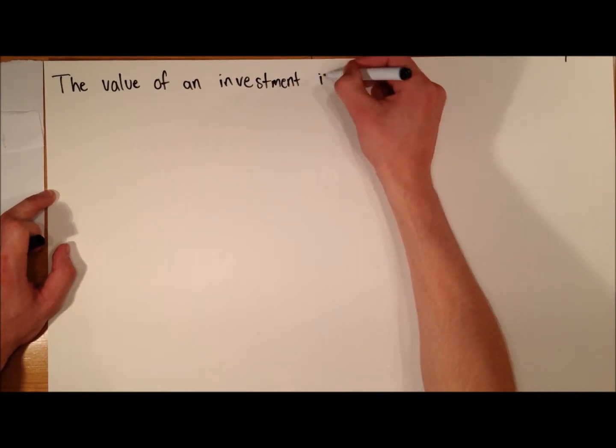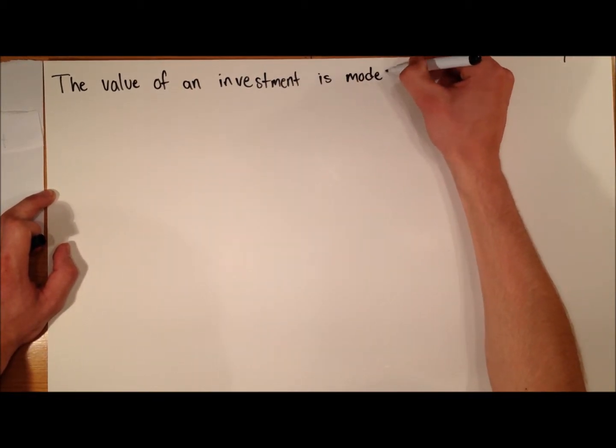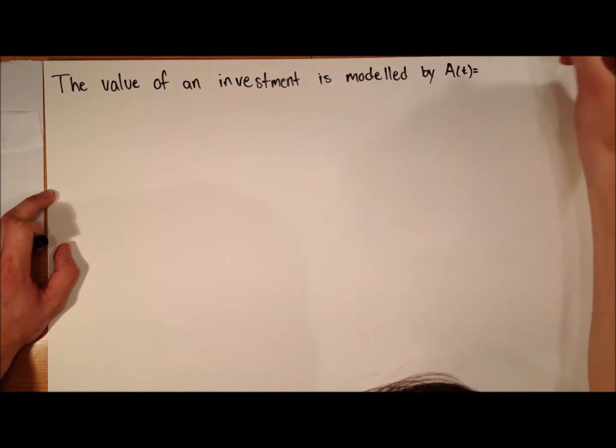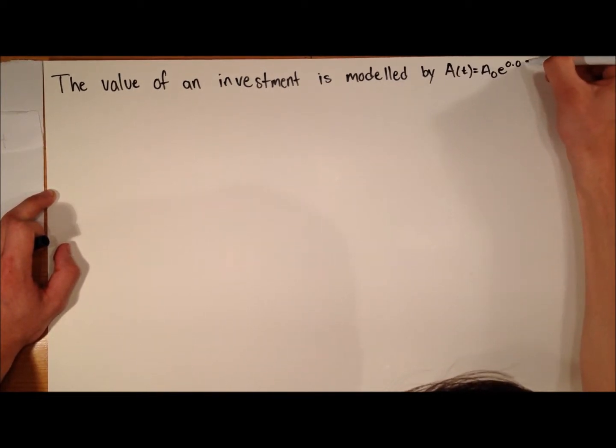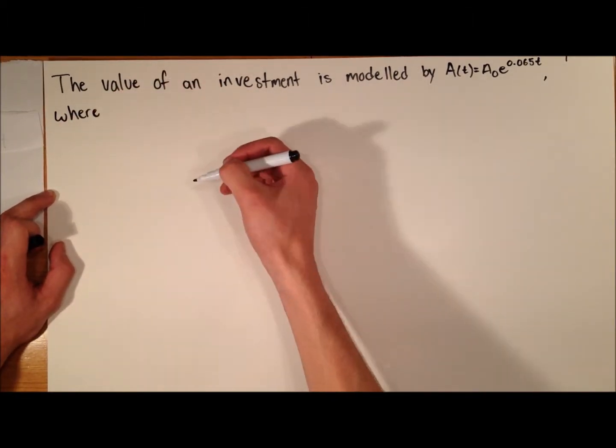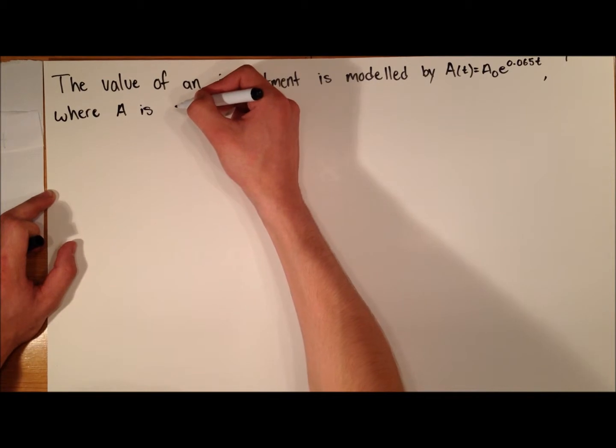The question says, the value of an investment is modeled by A of t equals A naught times e to the power 0.065 t, where A is the amount the investment is worth after t years, and A naught is the initial amount invested.